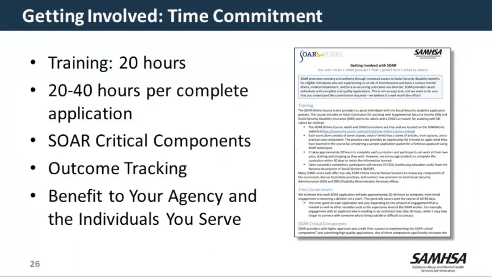So having dedicated staff time to learning and then implementing the model is a really important consideration that requires planning and supervisor commitment. We have a resource on the SOAR website that outlines the importance of implementing the fidelity model and tracking those outcomes. It's really worth the time investment. The benefit to the individuals you serve is first and foremost, but it also brings Medicaid reimbursement, funding opportunities, and mission fulfillment to your agencies.